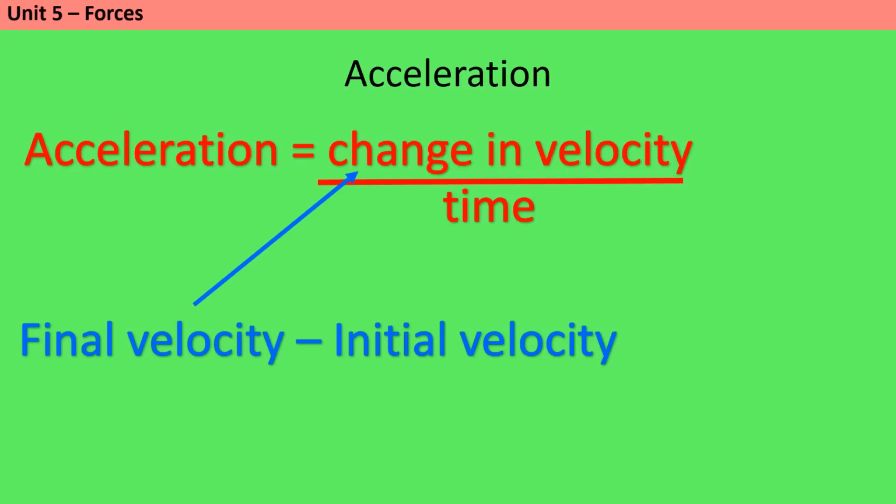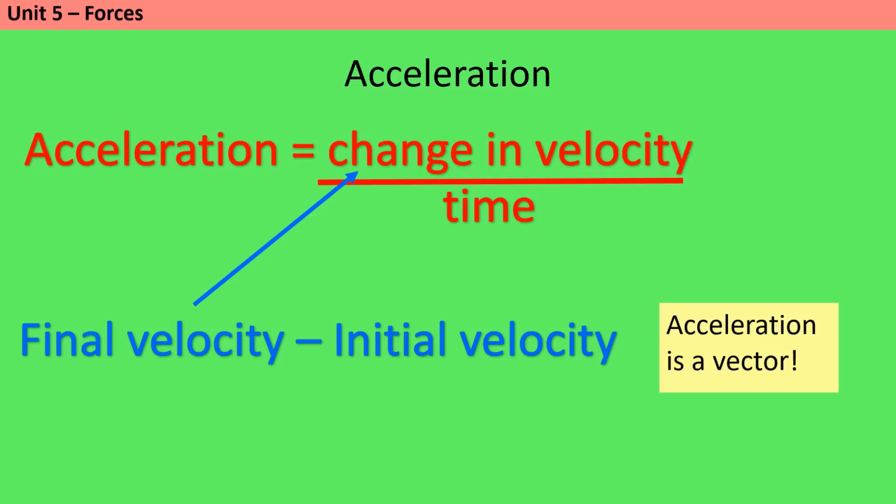So for instance, you could have something like, I was cycling at 5 meters per second and then I accelerated to be cycling at 12 meters per second. So you'd need to see that the difference between 5 and 12 is 7. So that would be my change in velocity. And then I would divide that by time.